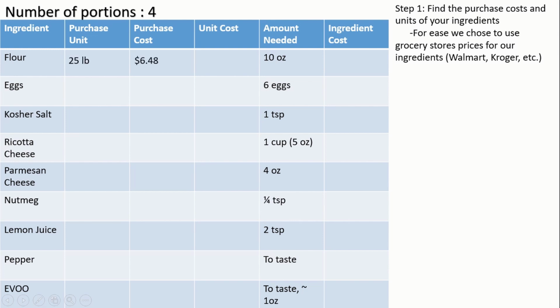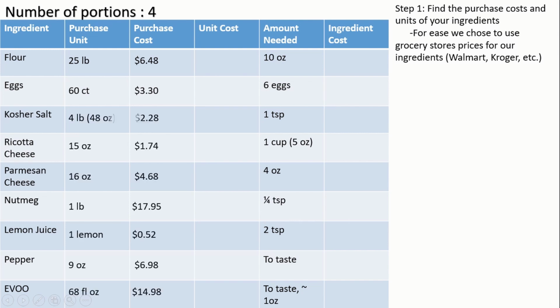So what we're going to do is a 25-pound bag of flour. Again, we went over this example here. A 25-pound bag of flour costs you $6.48. So we're going to put both of those in these columns. For eggs, say we buy in bulk here, 60 eggs costs us $3.30. So again, we're just going through each of the columns here. And once we fill all this out, we can then go on to our next step.